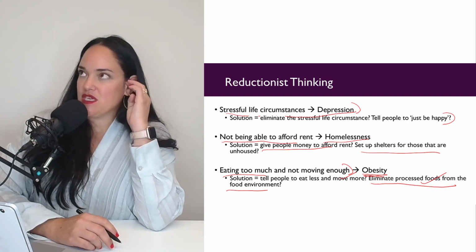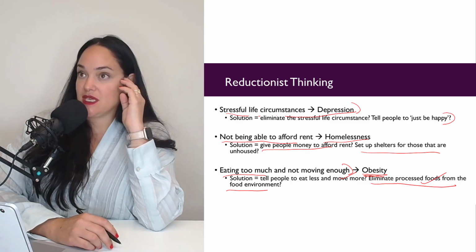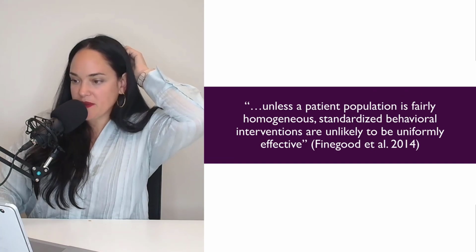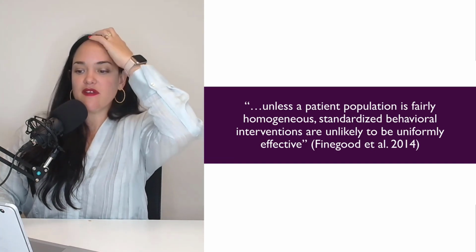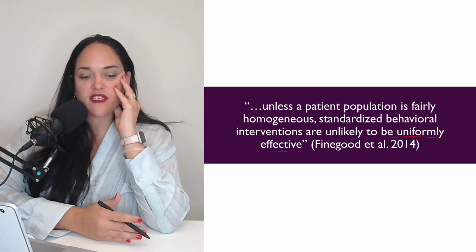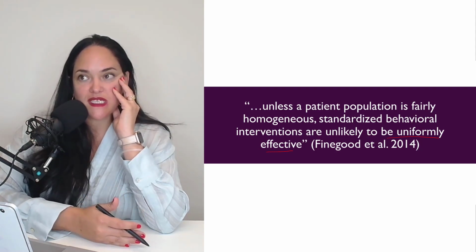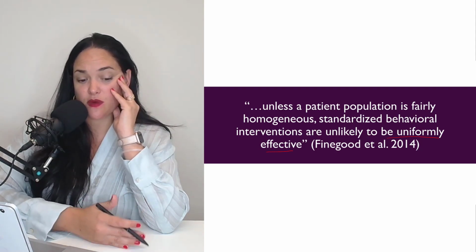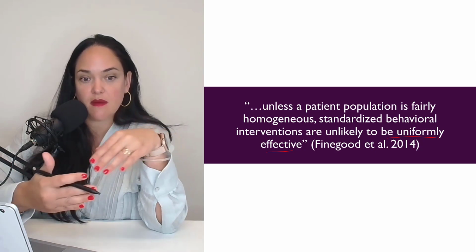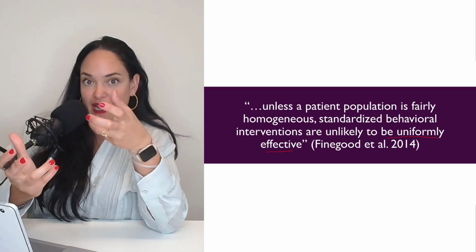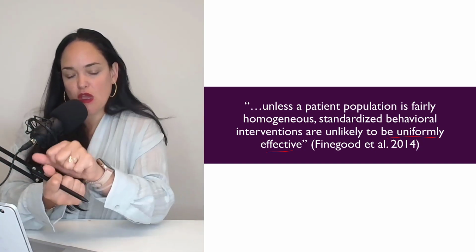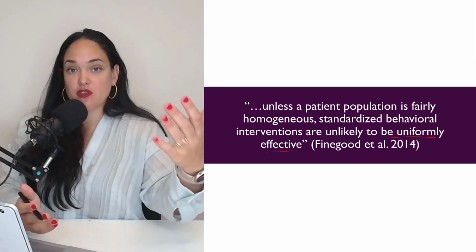So hopefully these examples give you some perspective on what reductionist thinking might look like and what some of the problems with that are. And this is from our reading this week. Unless a patient population is fairly homogenous, standardized behavior interventions are unlikely to be uniformly effective. So we have to understand that when working with populations, the reason they are at their current health state and the reason that they are engaging in the current behaviors they're engaging in is very individual and changes over time. It's usually a number of factors, a combination, and how those factors work together.